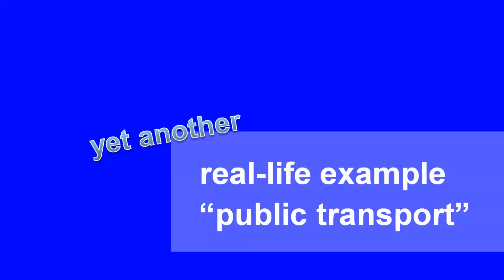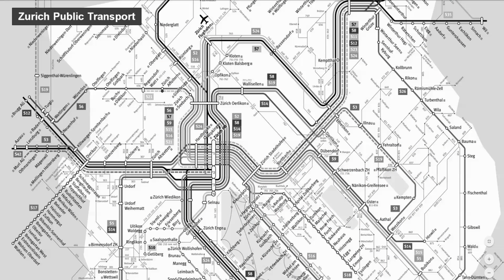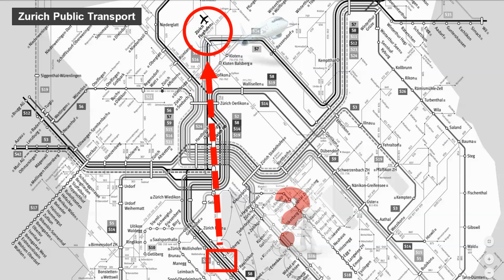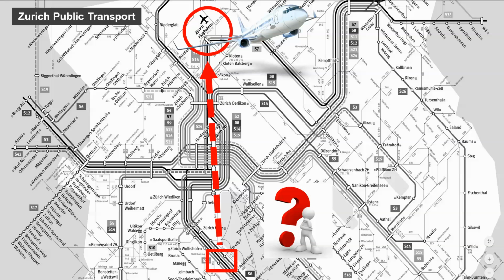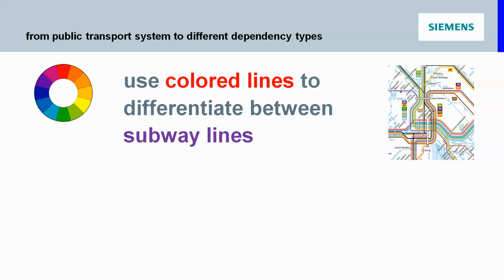Let's have a look at another real-life example, public transport. This map shows Zurich's public transport system. Just assume you want to go from the south up north and catch a plane at the airport. How can you figure out which subway line you need to catch? What would help you? Of course, colors. If you apply colors, it's very easy and we figure out that S24 is leading us directly to the airport. So that was the lesson learned.